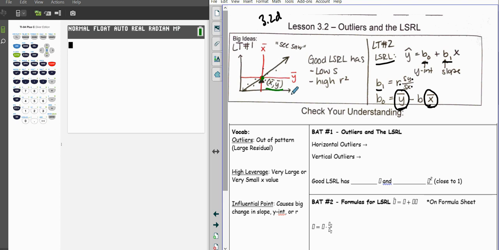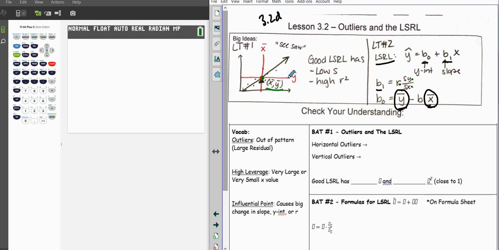That's our initial point. And then from there, we can calculate what our slope is by taking our r value and multiplying that by the standard deviation of the y's over the standard deviation of the x's. Pretty cool. Now, there are some things that affect this.